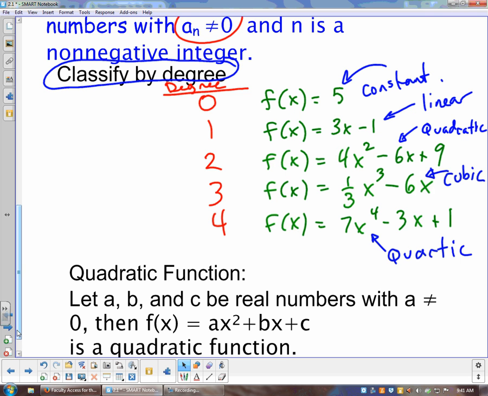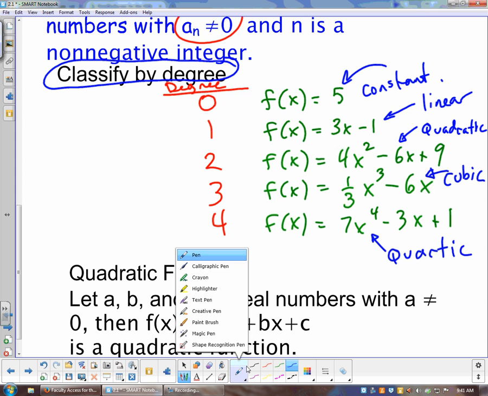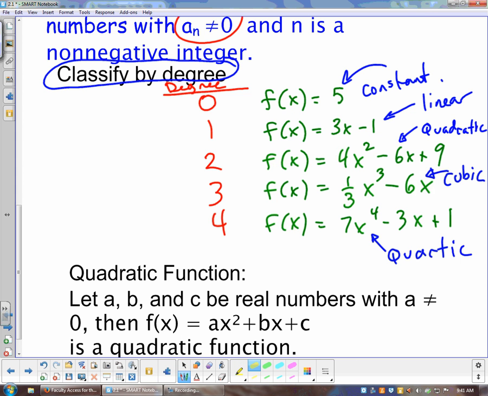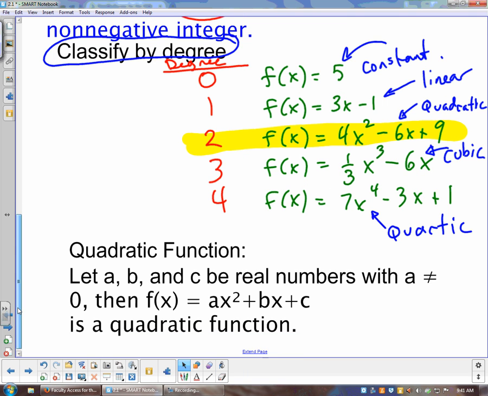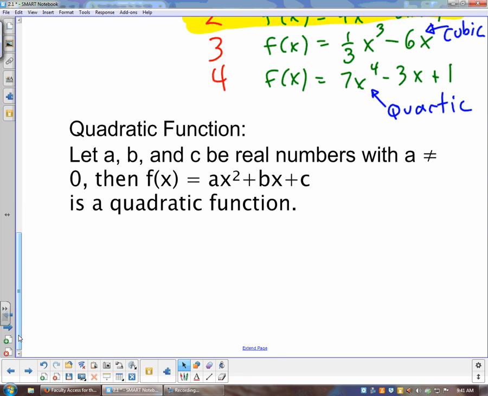Today our focus is on degree 2 polynomial functions. This section is focusing exclusively on quadratic functions. So let's take a closer look at a quadratic function. If we let a, b, and c be real numbers with a not equal to 0, then f of x equaling ax squared plus bx plus c is a quadratic function.